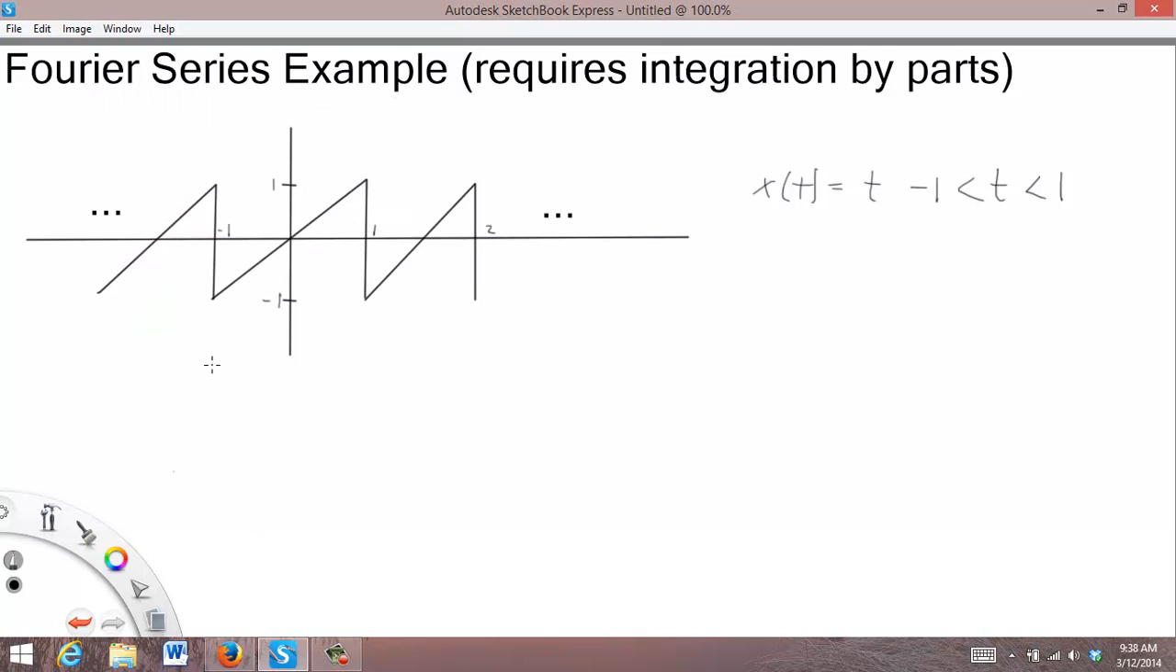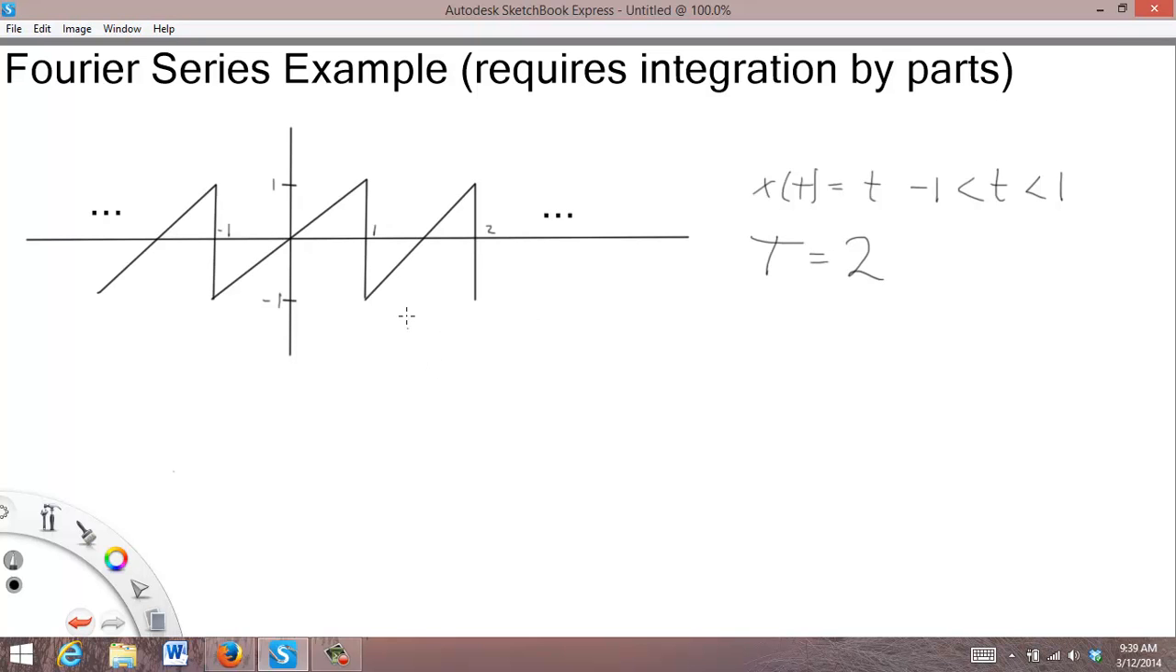This is an example calculating the Fourier series for figure A from problem 3.22 in Oppenheim and Willsky that we had as an in-class activity. Here I've roughly sketched the signal. It's t for t between -1 and 1, and then it repeats over the next, indefinitely in both directions. So the period for this signal, capital T, is equal to 2.